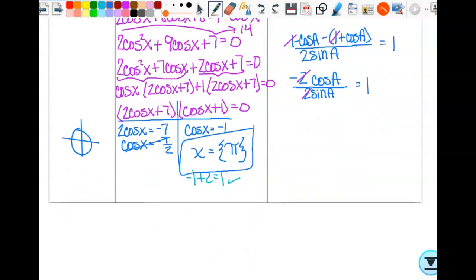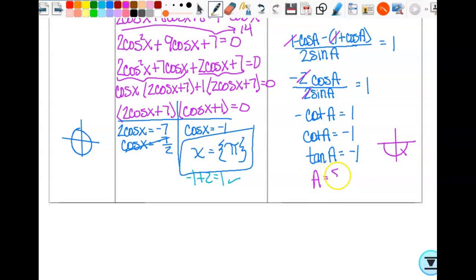And what's cosine over sine? Cotangent. So I get negative cotangent A equals 1, which means cotangent A equals negative 1, which means tangent A equals what? Negative 1. And we are going from, forgot to look, pi to 2 pi here. So from pi to 2 pi, tangent is negative just in the fourth quadrant. So what would your answer be? 7 pi fourths.